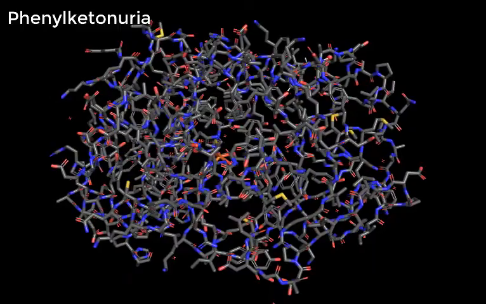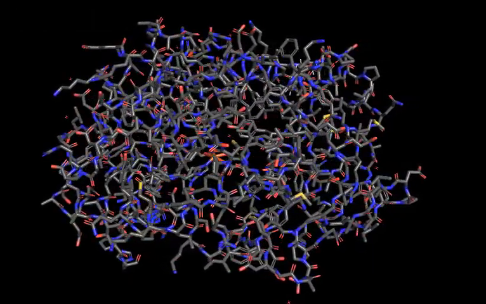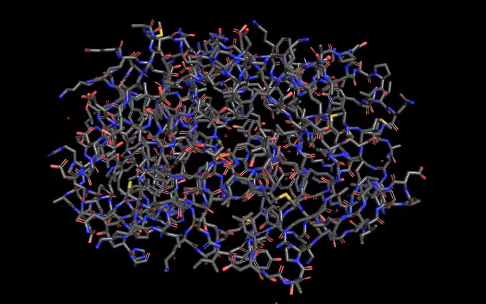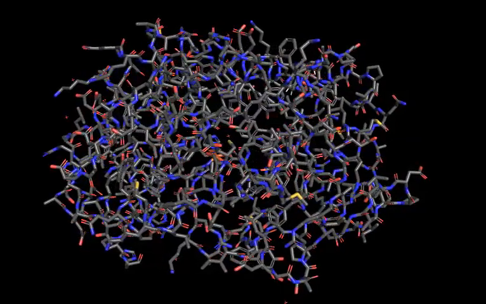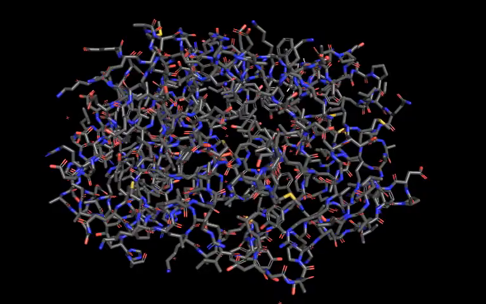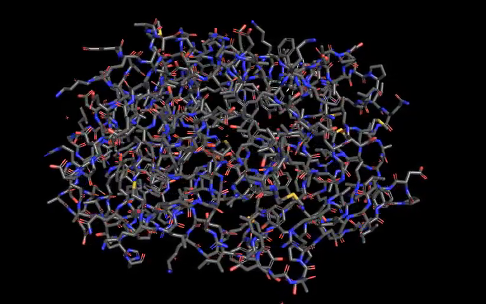The enzyme is around 300 amino acids in length and shown here in sticks with the hydrogens omitted. So let's have a look at the active site where catalysis occurs and see if we can see how the enzyme recognizes only L-phenylalanine and not D-phenylalanine.